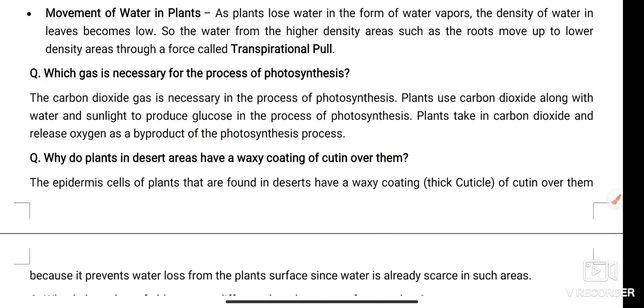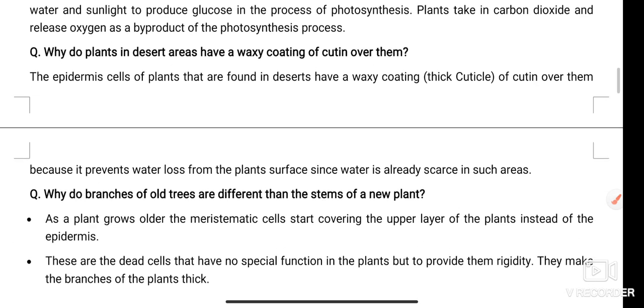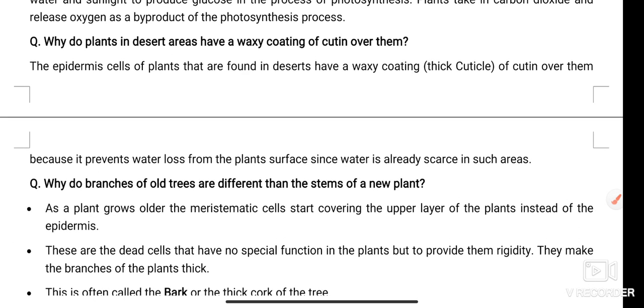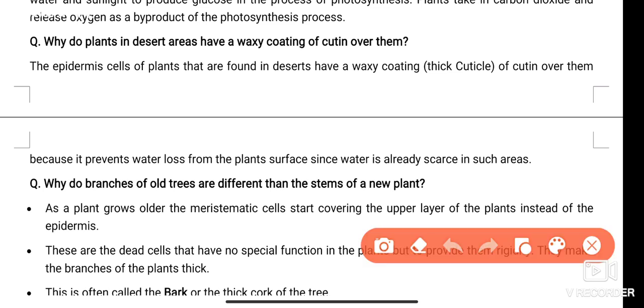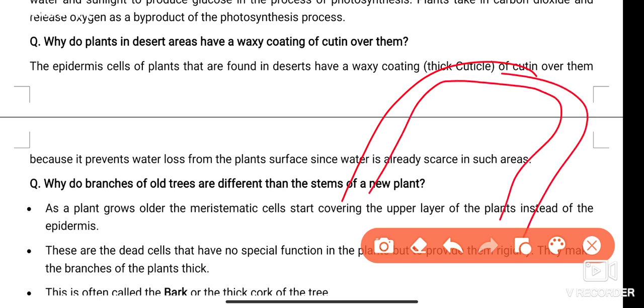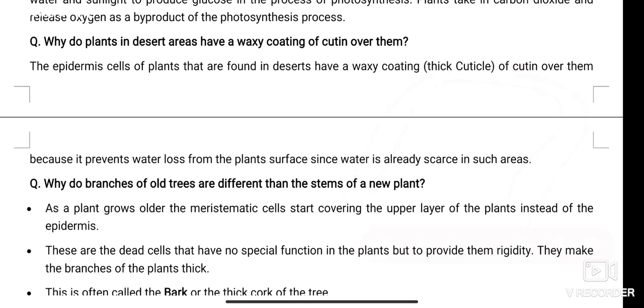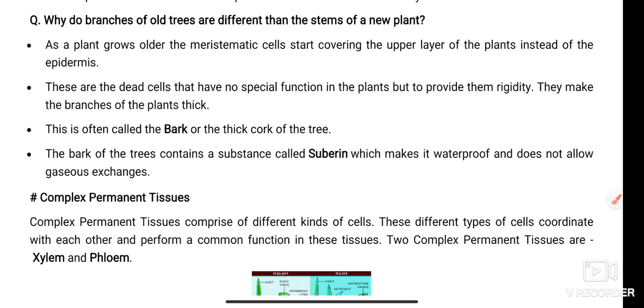Got it, students? Next is why do plants in the desert areas have a waxy coating of cutin over them? We know that the plants that grow in the desert area must prevent frequent loss of water for sustaining life. So that's why they have a thick coating of cuticle present over them. It helps to prevent the loss of water.